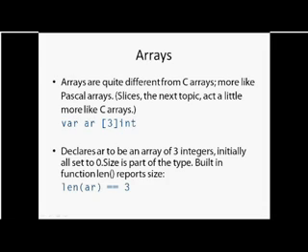Arrays. Arrays are quite different from C arrays, more like Pascal arrays. Slices, the next topic, act a little more like C arrays. This declares ar to be an array of 3 integers, initially all set to 0. Size is part of the type; the built-in function len reports size.